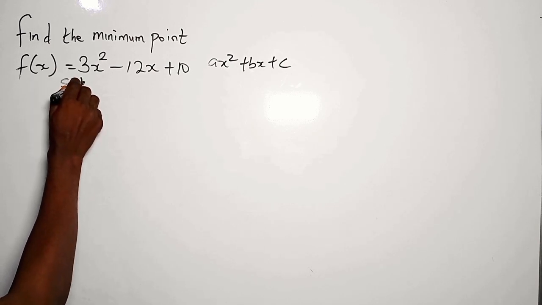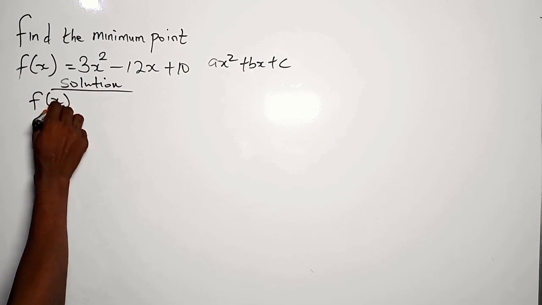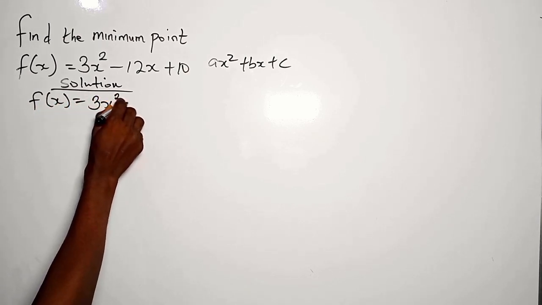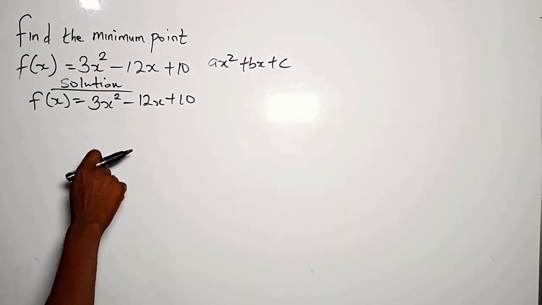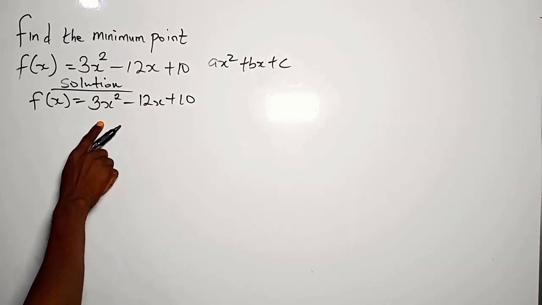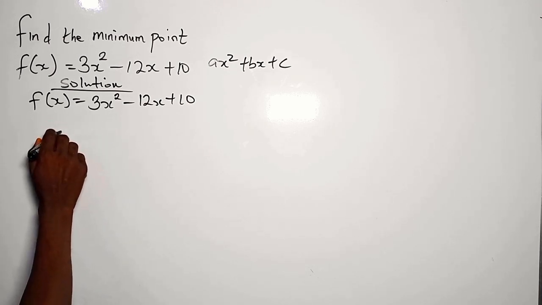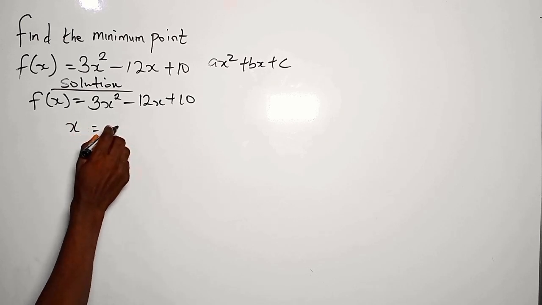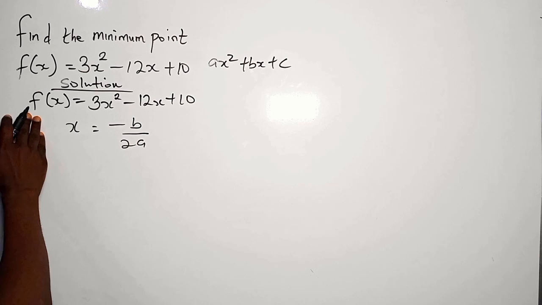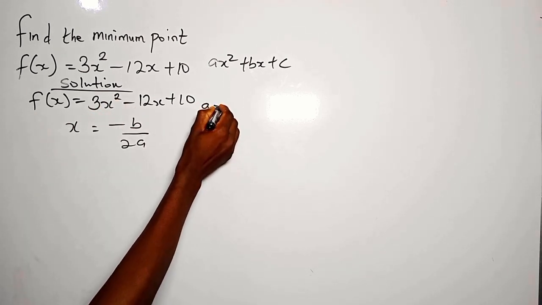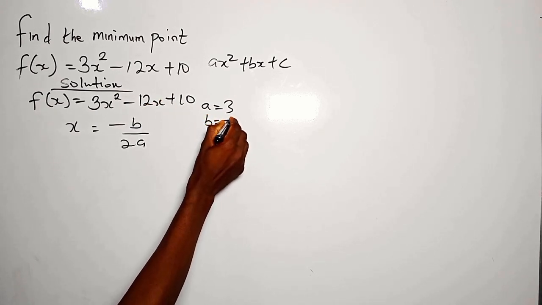So solution. We have f of x equals 3x squared minus 12x plus 10. We have to find the vertex of this function. So how do we go about that? We do that by determining the coordinates of x and y. For x, we have it to be minus b over 2a. Looking at this quadratic function, our a represents 3 and our b represents minus 12.